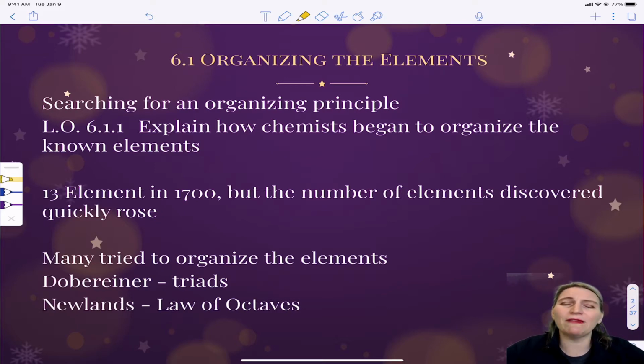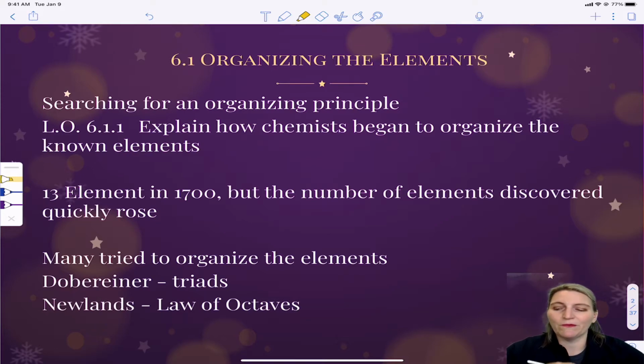But around the mid to late 1800s, scientists started to become more sophisticated and really start to figure out what makes an element an element. And then they wanted to try and organize these elements, see if they could find some sort of pattern to it. There were a few different chemists or scientists who tried to do some work with this.